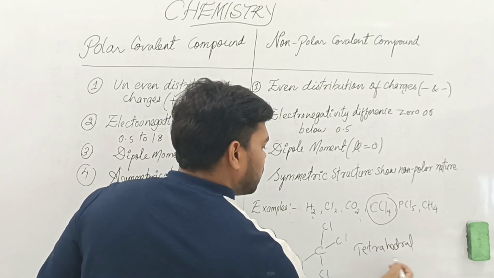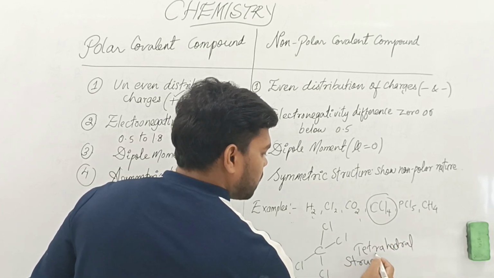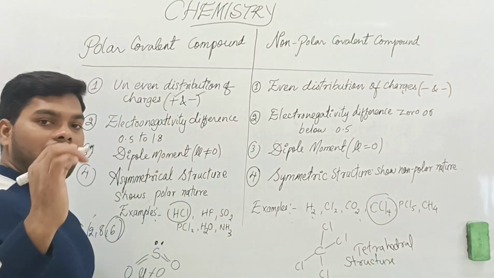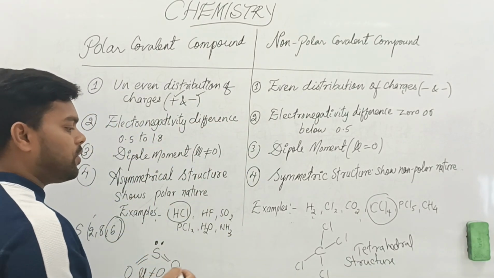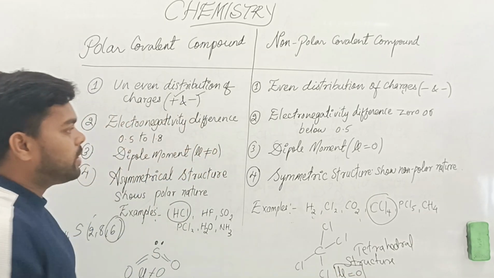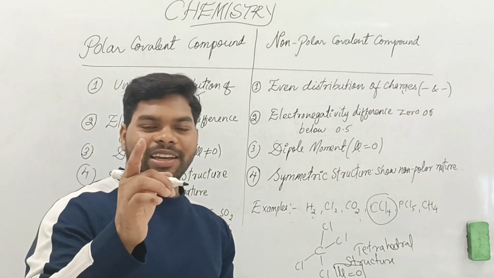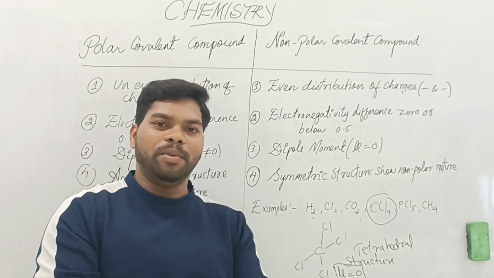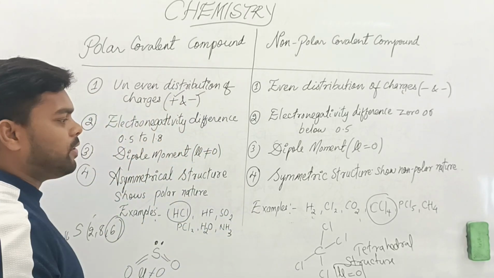Tetrahedral structure. Because of the tetrahedral structure, its geometry is tetrahedral, so its dipole moment will be equal to 0. Hence, it will be considered a non-polar covalent compound. I hope it is very clear for you.